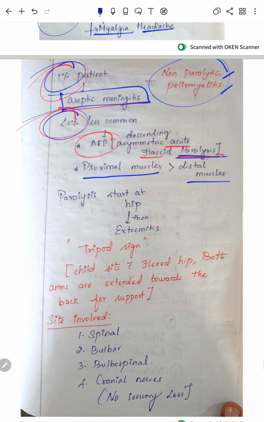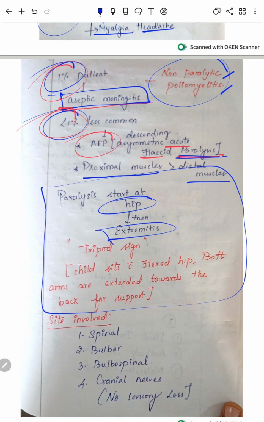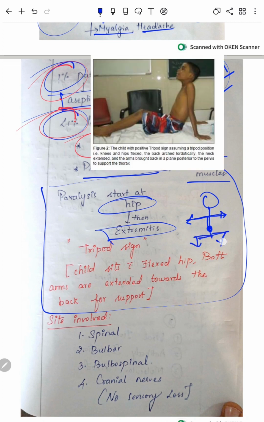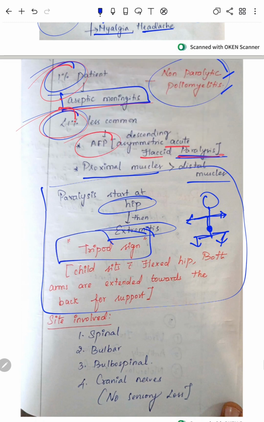Okay, here comes the very important part of polio. The paralysis starts at the hip, then the extremities. Let me draw a line picture. The hip, and then it spreads into the extremities. Okay, I will put a picture. Don't worry. There will be a tripod sign. What is the tripod sign? The child sits with flexed hip. Both arms are extended backwards for support. Okay, that is the tripod sign. I will be back in 1 minute.